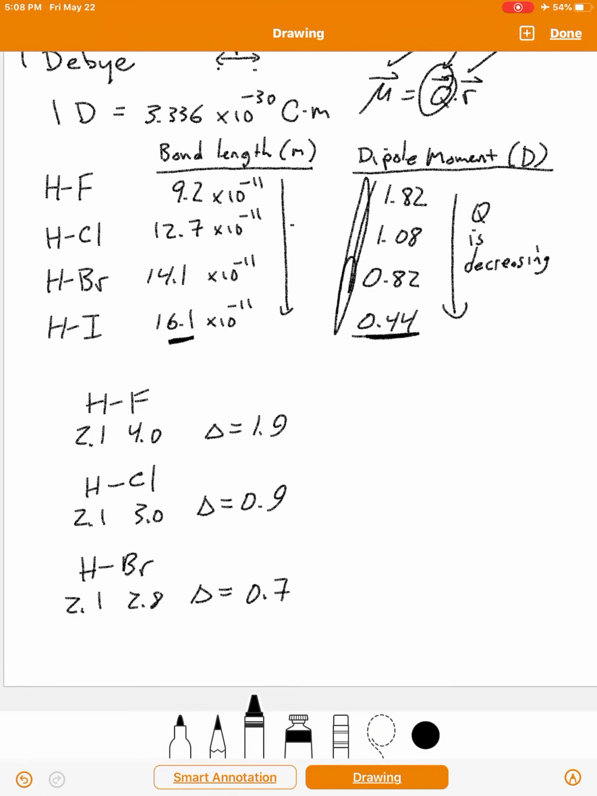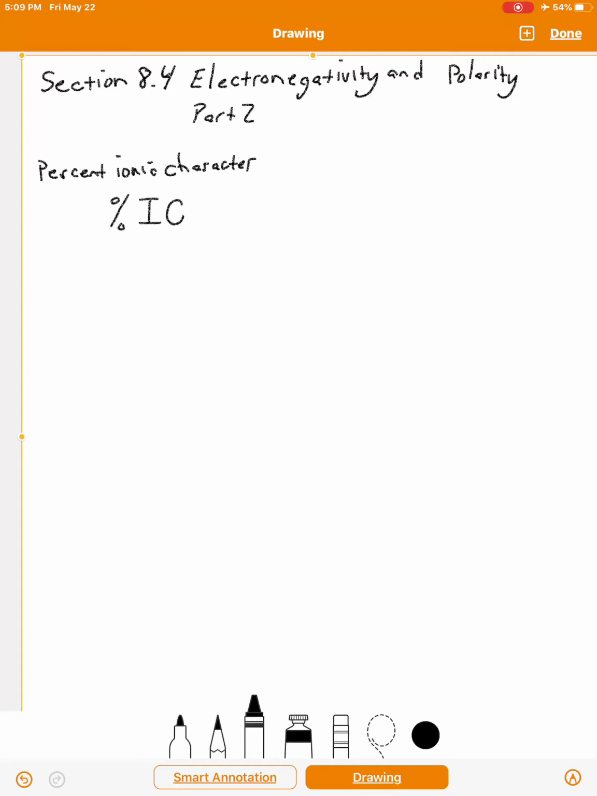There is a calculation we can do, which is called percent ionic character. Okay? So it would be nice to have a nice little abbreviation. Your textbook doesn't really have one, so I'll create one here. I'll invent one. Percent ionic character.